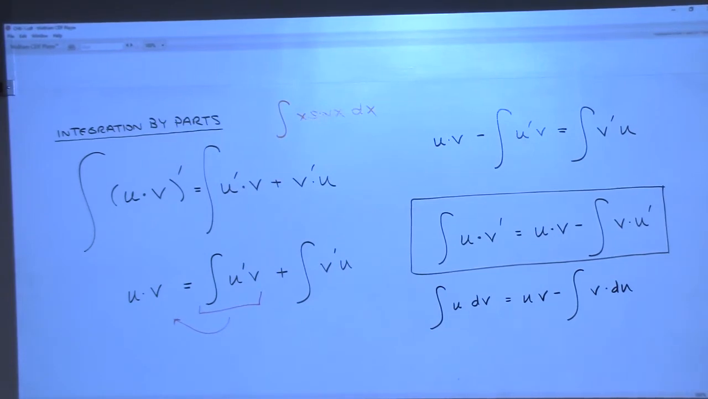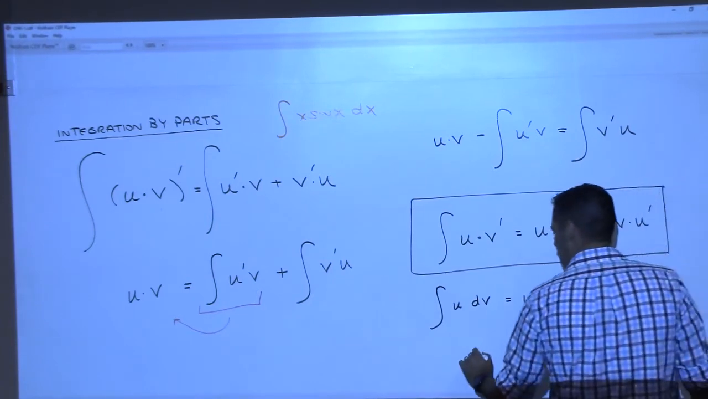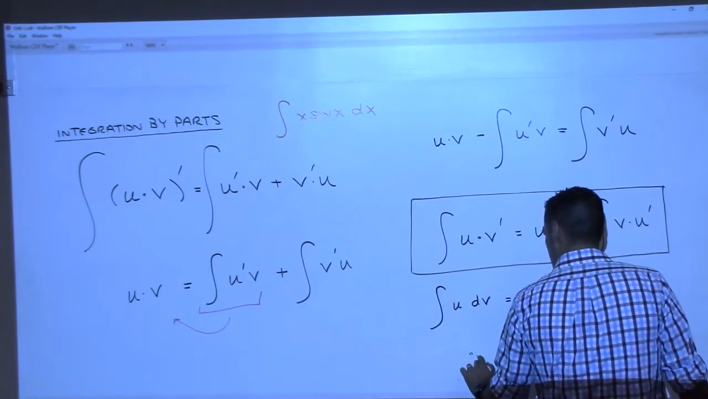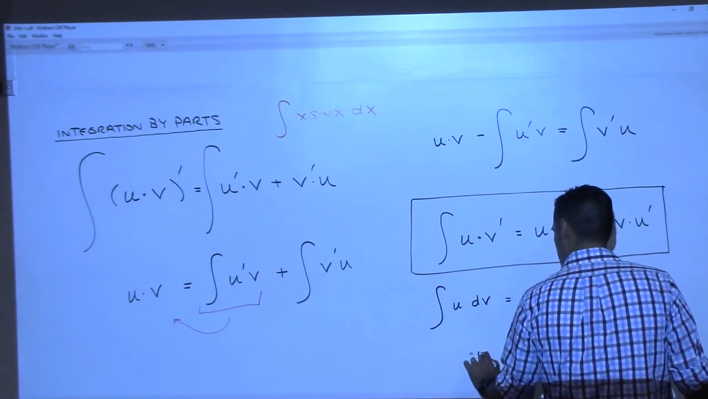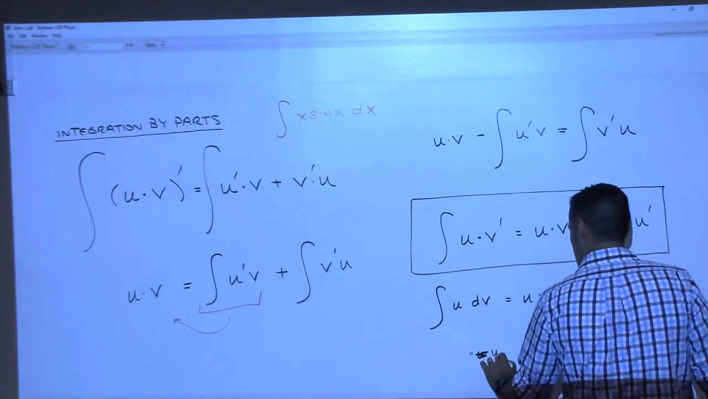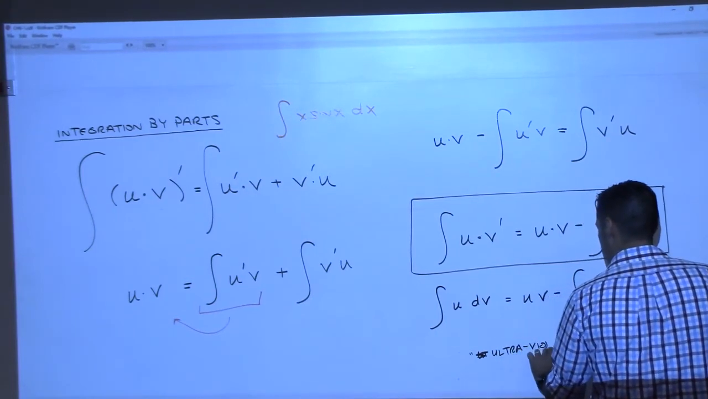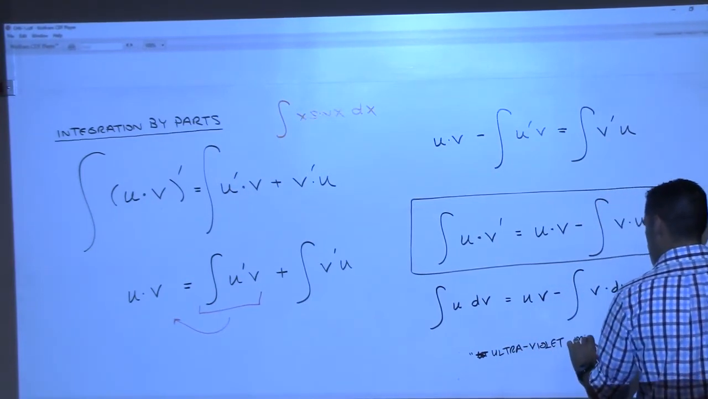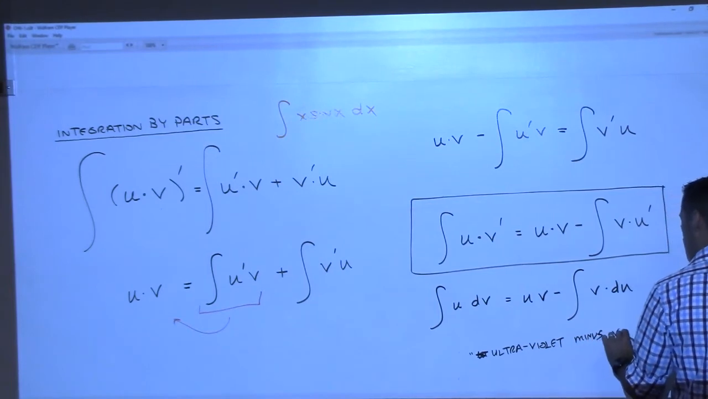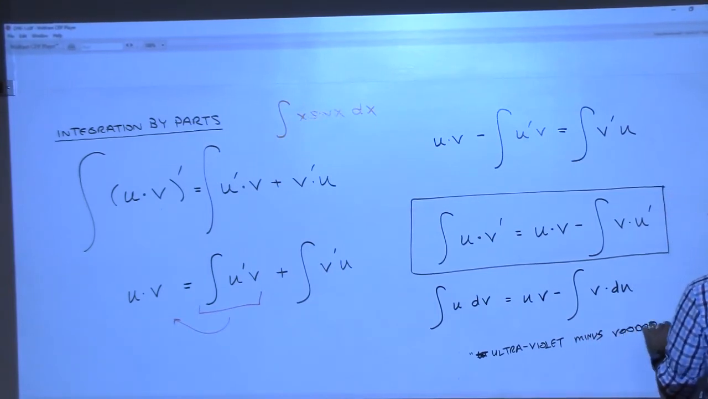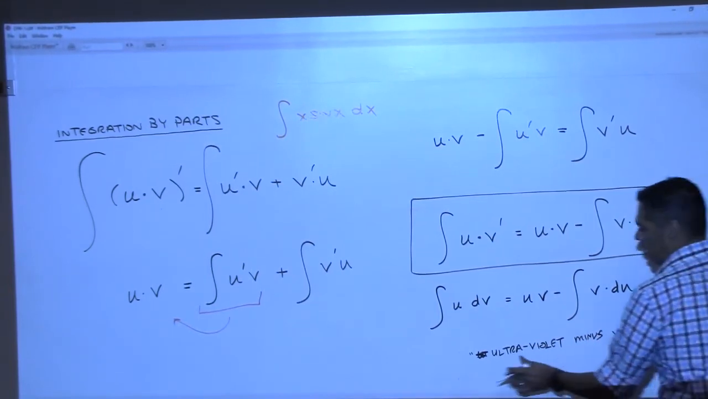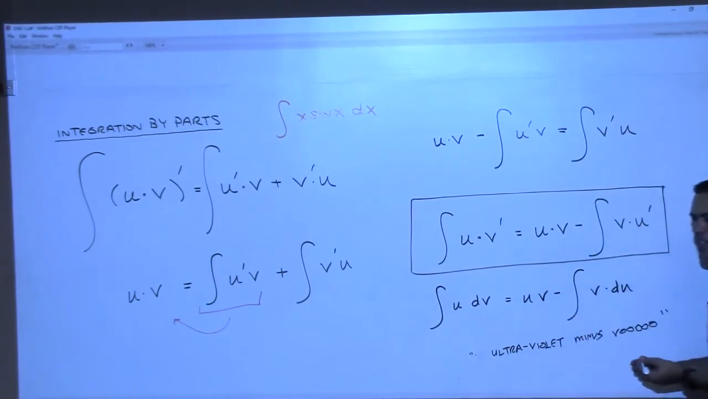Now the reason why I do this is because there's a cool little thing that you can memorize. It goes ultraviolet, oops, I should spell it right. Ultraviolet, ultraviolet minus voodoo, V-O-O-D-O-O, voodoo. Ultraviolet minus voodoo. It's just a catchy little phrase that you can memorize. And for some reason, it's easy to memorize, ultraviolet minus voodoo.